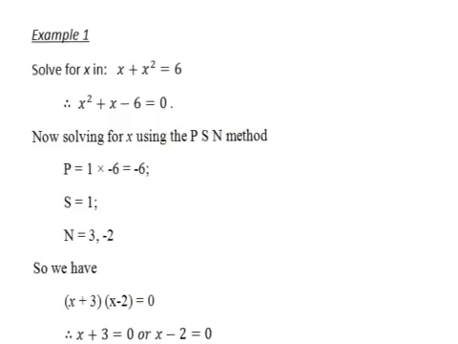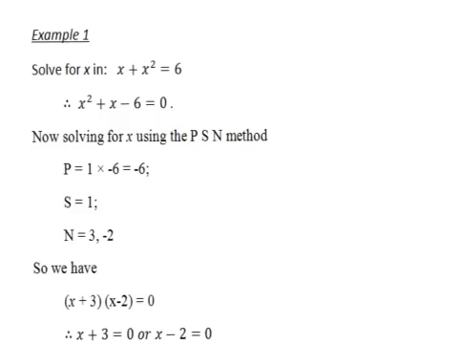x plus x squared equals 6. Well, the first thing to note is that our equation is not exactly in the form we saw just a minute ago. So what we're going to do is subtract 6 from both sides. Okay, so we're going to let x squared plus x minus 6 equal 0. Now, here's where we use the PSN method.